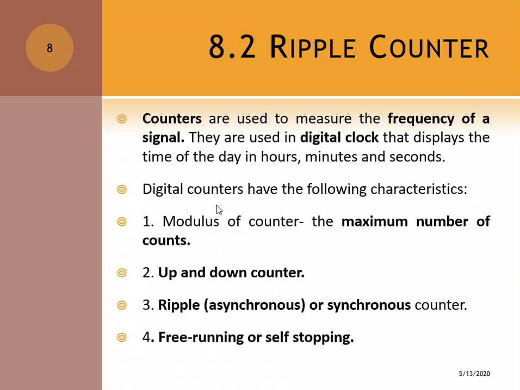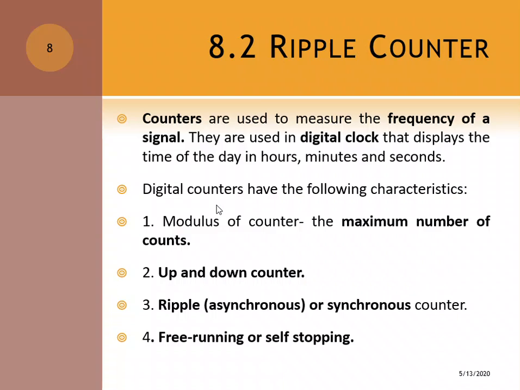Okay, second one, up and down counter. Next, ripple, or we call it as asynchronous or synchronous counter. And then free running or self-stopping. Maknanya dia tidak perlu dikontrol, dia self-running lah. Dia up and down on its own.